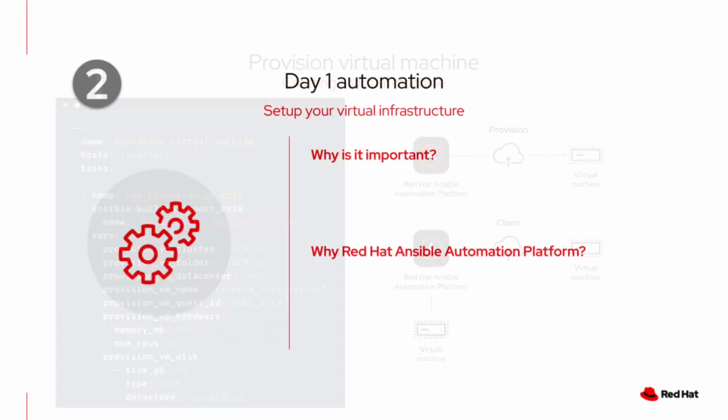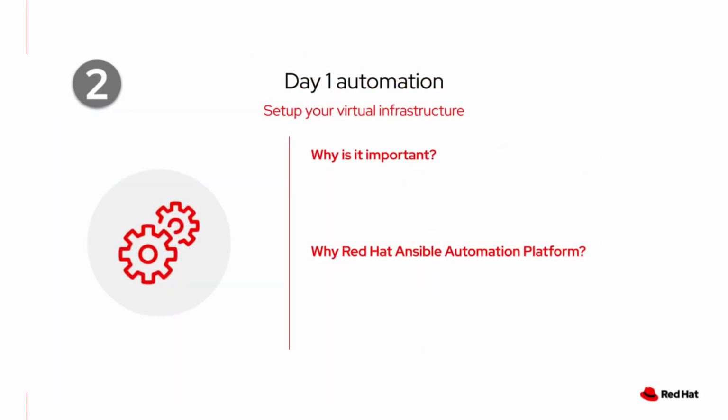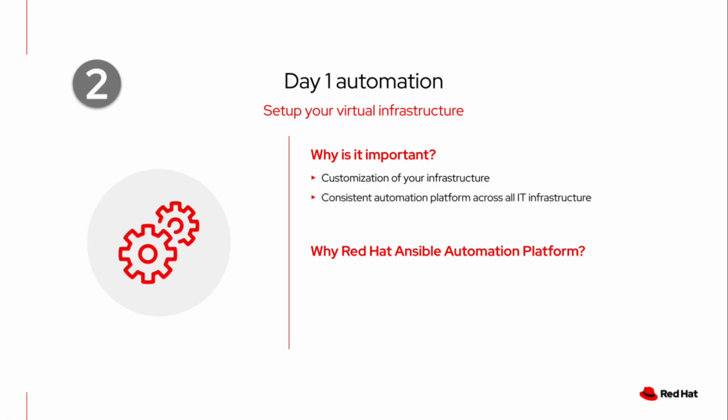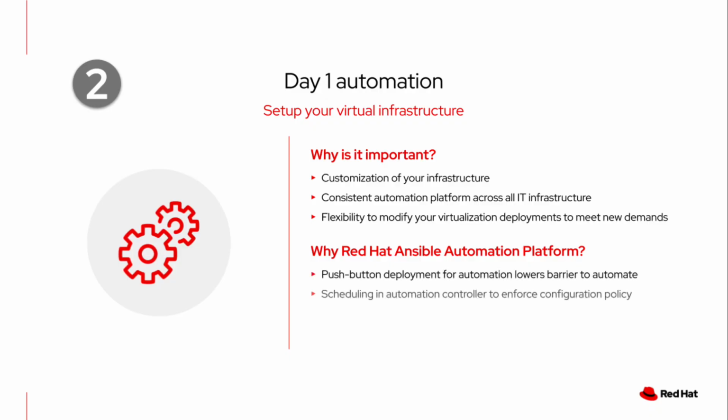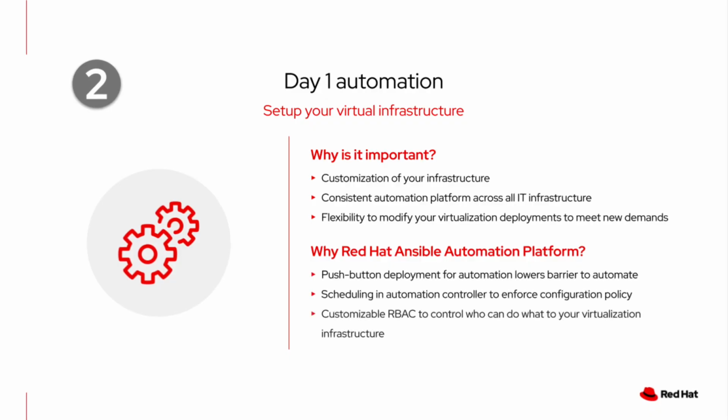Now that we've deployed some VMs, let's take a look at day one automation, the initial setup of your virtual infrastructure. By automating this setup with AAP, you can get your infrastructure customized exactly the way you want it. It provides a consistent platform across all IT infrastructure, which gives you the flexibility to quickly adapt your deployments to meet new demands without a lot of rework. And with Ansible Automation Platform, this is really easy to do. We provide features like push-button deployment, automation scheduling, and customizable RBAC to help you keep a safe, consistent, and efficient virtual environment.